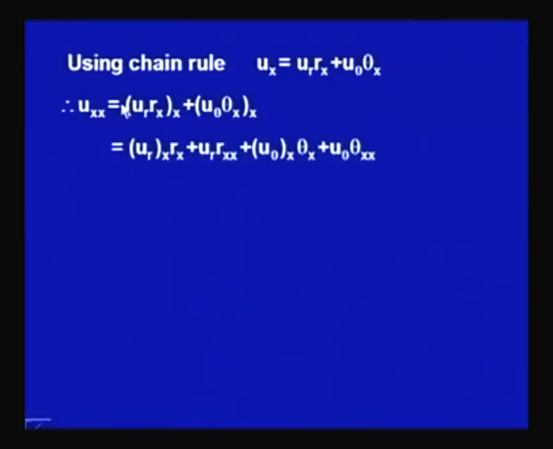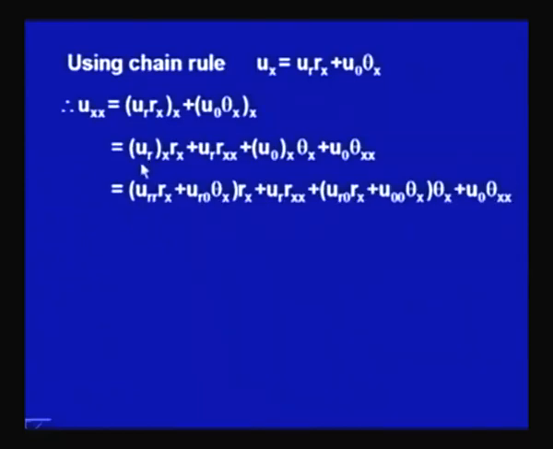So, we get the derivative of u_r with respect to x into r_x plus u_r into the derivative of r_x with respect to x, that is the second derivative of r with respect to x, r_xx. In a similar manner, u_theta, the derivative of this with respect to x times theta_x plus u_theta times theta_xx.